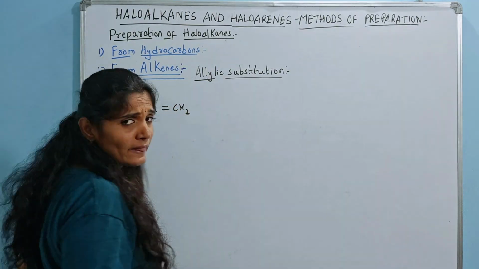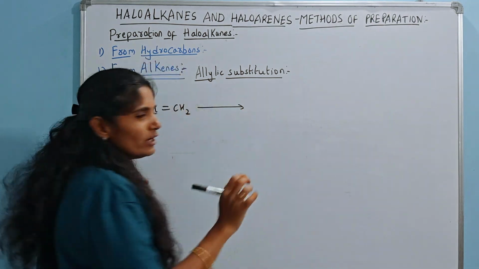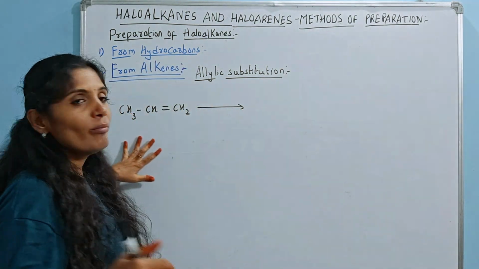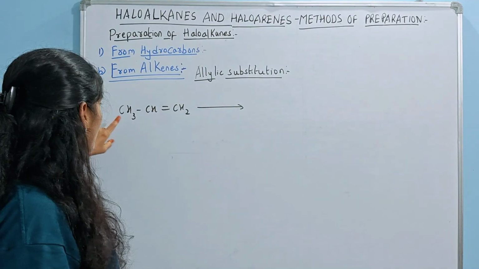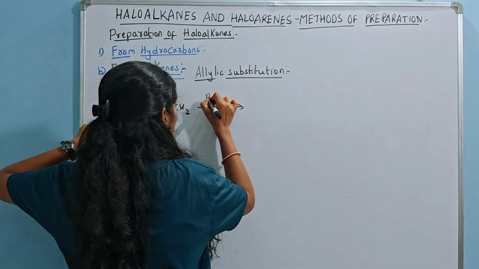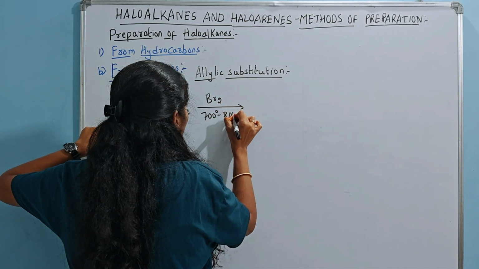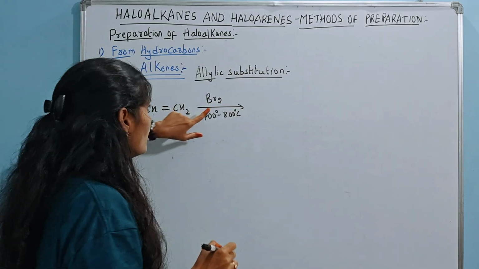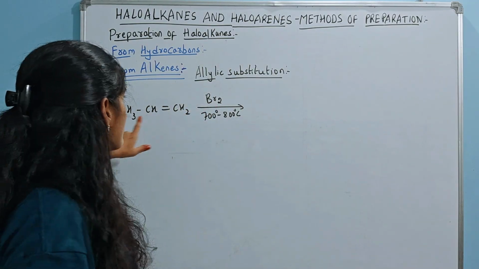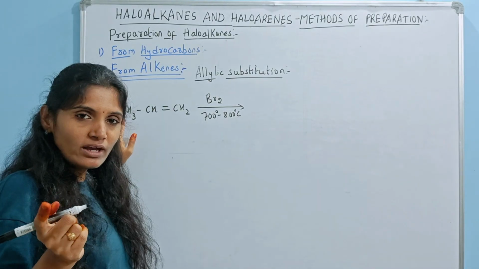Okay, let me take propene here. To form an allylic halide, I should do substitution at this carbon. I'll write and show you. For example, if I am taking Br2 at a temperature of 700 to 800 degrees Celsius, now bromine will get substituted on this carbon. It should be a very high temperature.